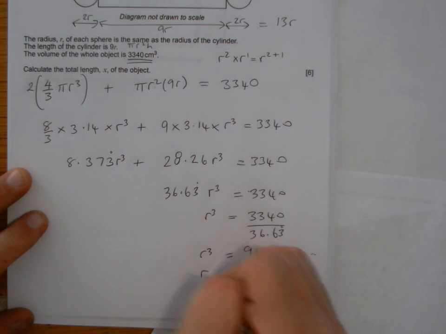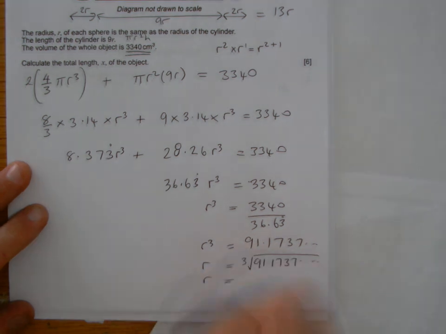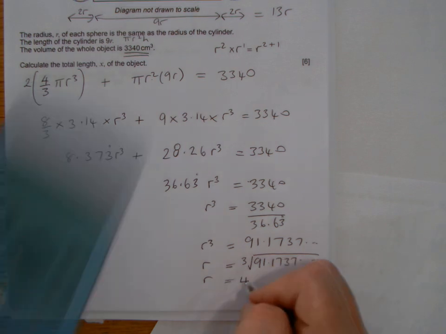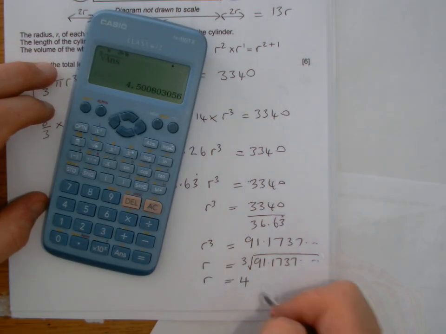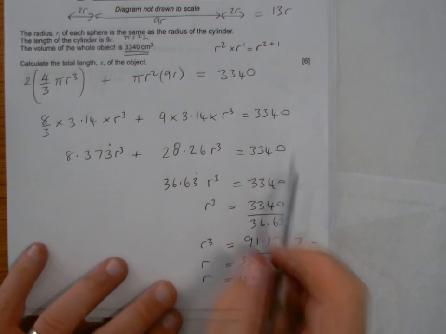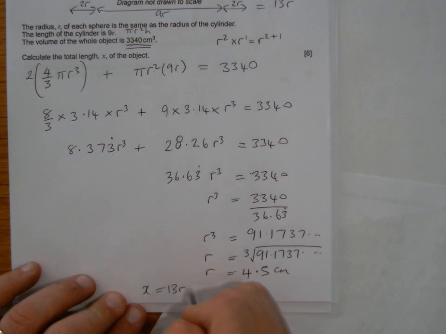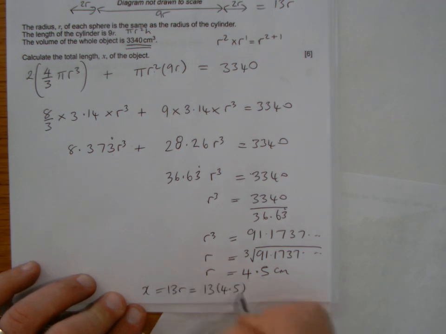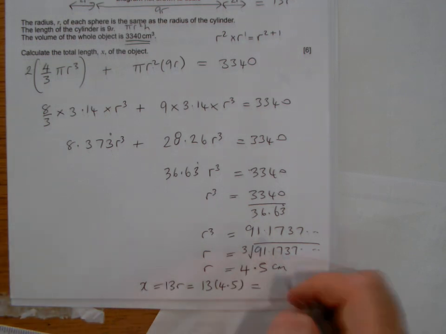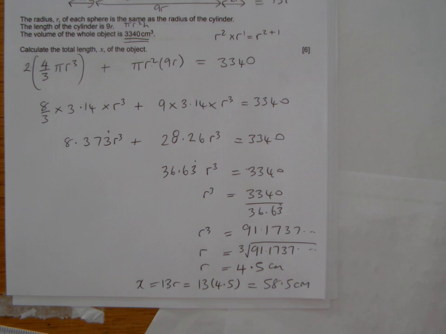Now that, of course, is r cubed. I want to get r, so I need to cube root it. If I cube root my answer on my calculator, I get, it comes up nicely to be 4.5, yeah? Okay, so that's what r is. The radius is 4.5 centimeters. But remember, I wanted the total length, which was 13 lots of r. So x was equal to 13r, so you just have to multiply 13 lots of 4.5. And we do that on a calculator, and we get 58.5 centimeters. That will be my total length there for the object.